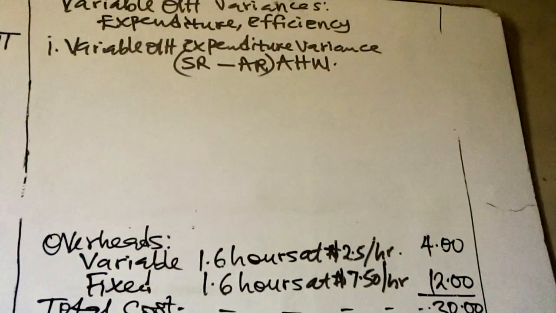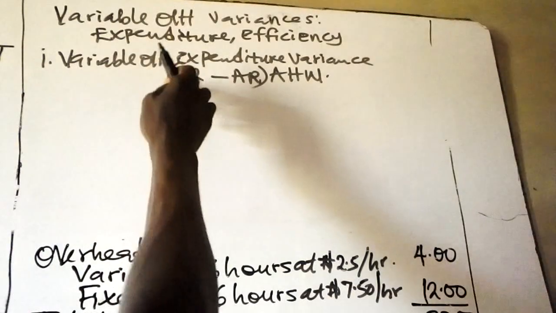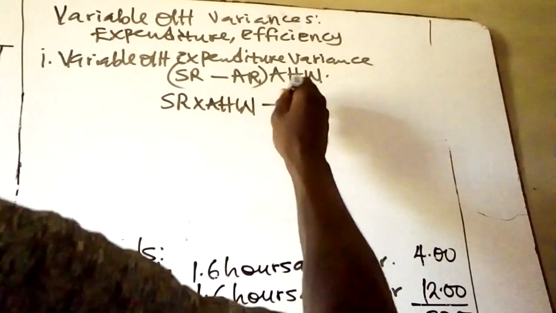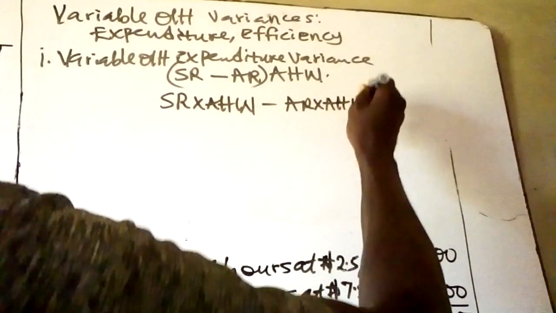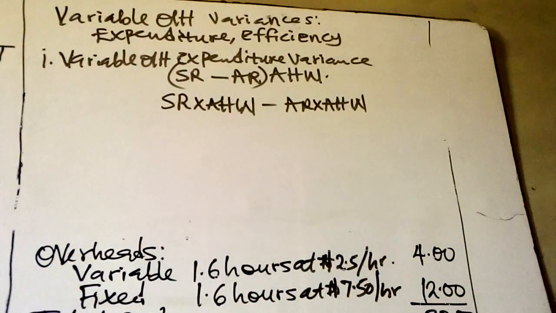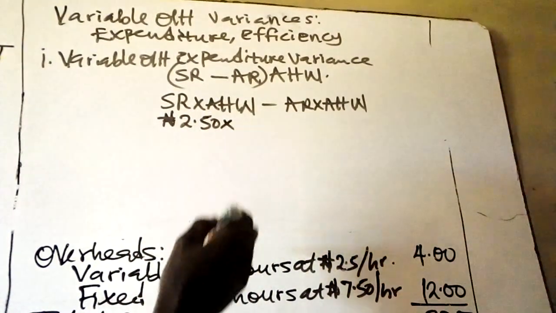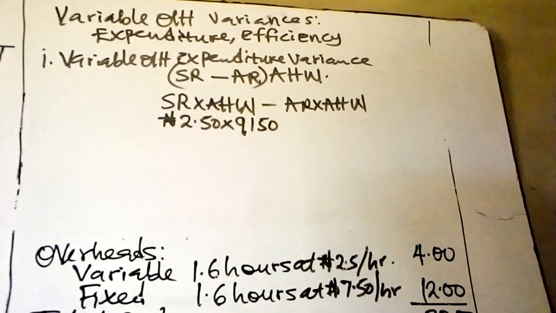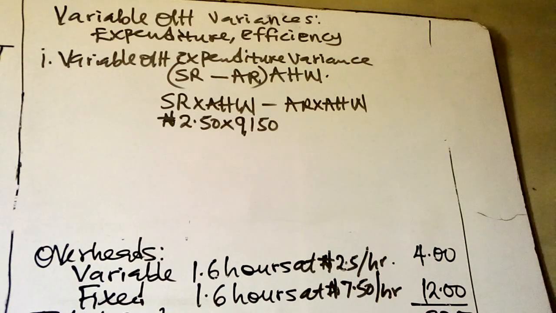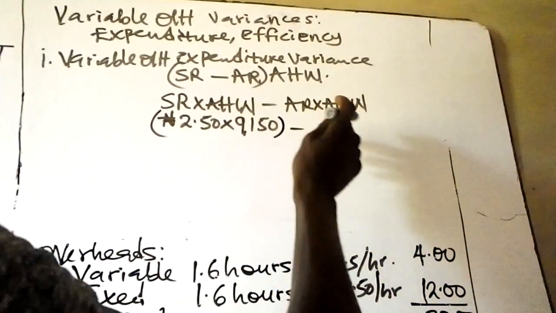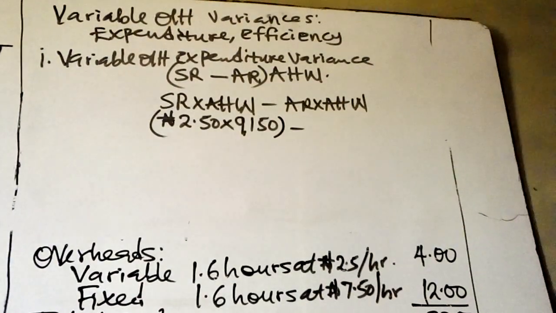So we may open the bracket. If you open the bracket, it will be this times it. That is standard rate multiplied by actual hours worked minus actual rate multiplied by actual hours worked. The standard variable rate is 2.5 naira per hour, multiplied by actual hours worked, which is 9,150. That was obtained by subtracting an idle time of 2,270 hours from 11,420 hours. So that is how we got the 9,150. Minus actual rate as actual hours worked.